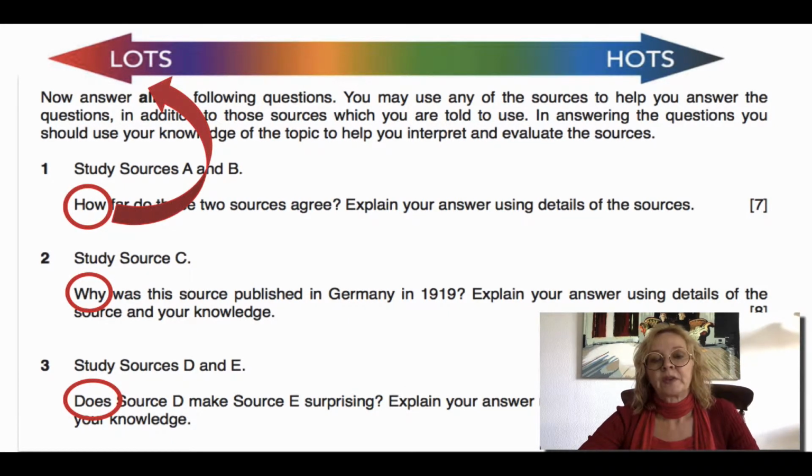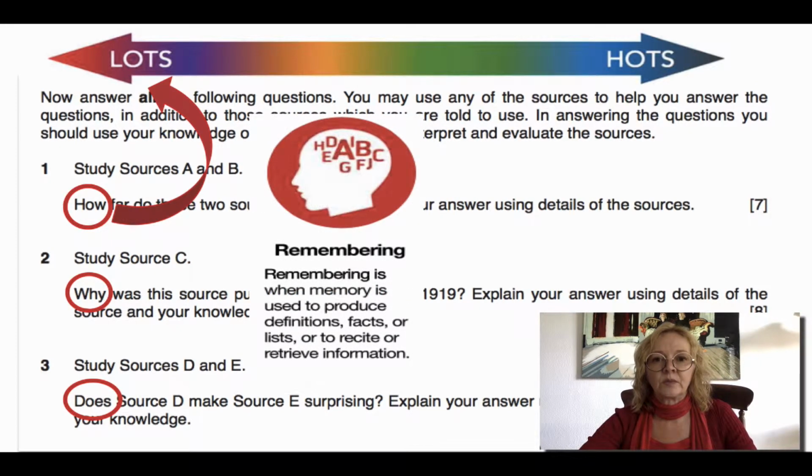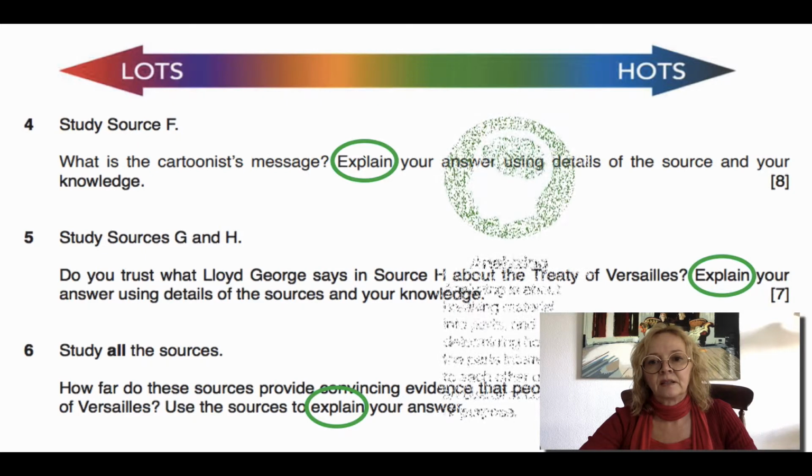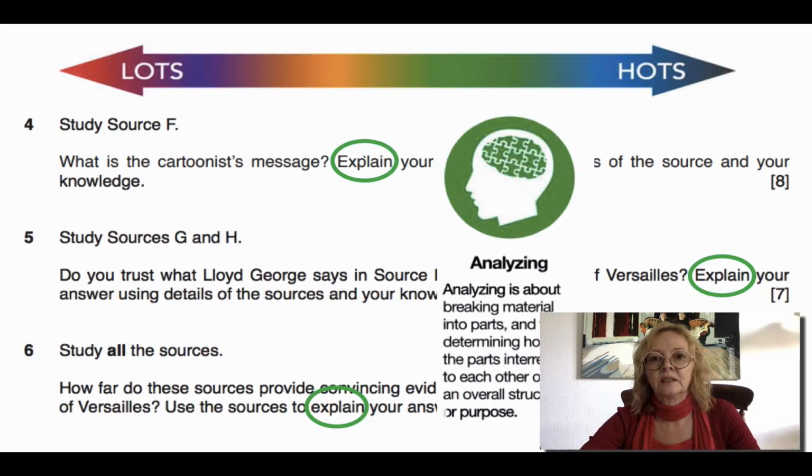So the first part of the question, really this is knowledge-based information and factual recall. So according to Bloom's taxonomy, this is really the remembering level of understanding. And let's look at the second part of each question, and you can see it is explain your answer for all the questions, and really this links to the analysing level of Bloom's taxonomy.